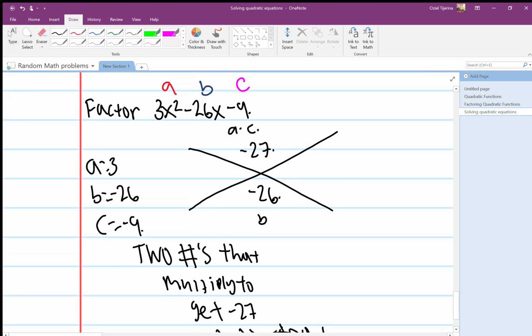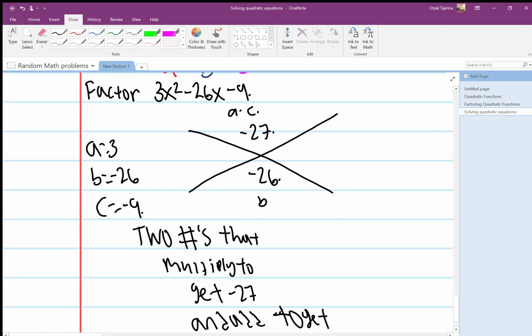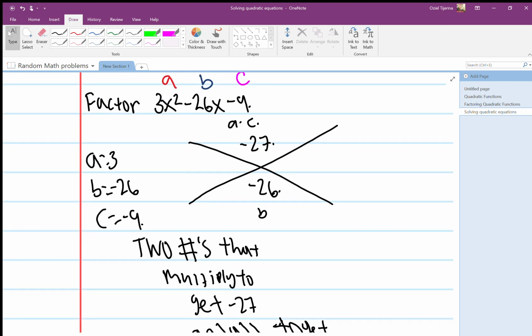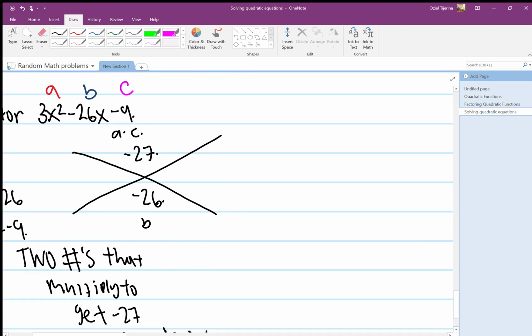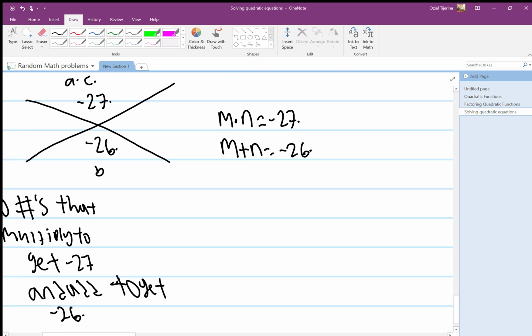And so basically we want two numbers that multiply to get negative 27 and add to get negative 26. So that means that if we have m and n, m times n has to be equal to negative 27, and m plus n has to be equal to negative 26.